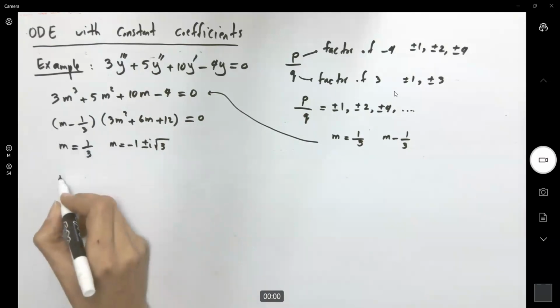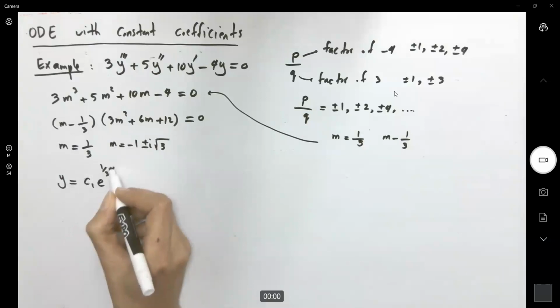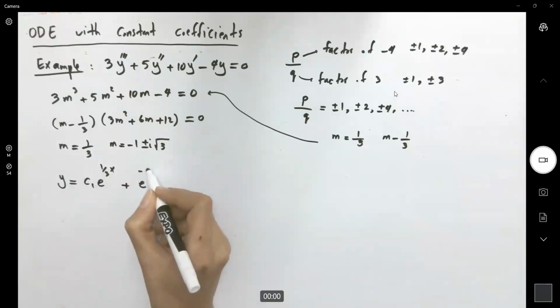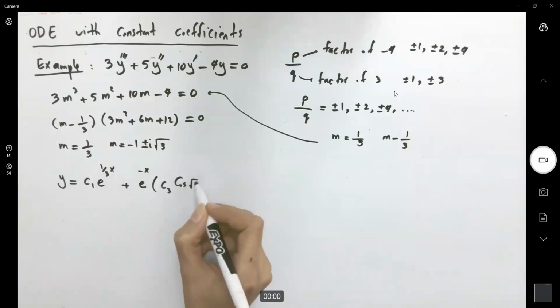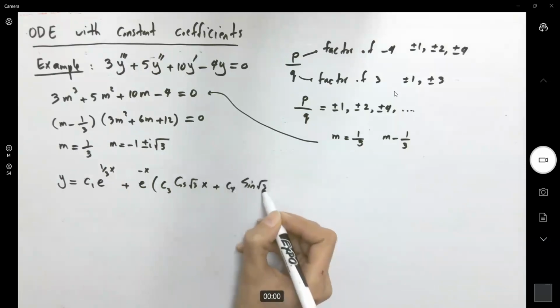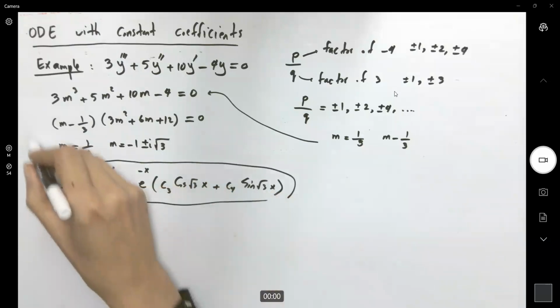Well, the general solution for this differential equation is C1 e to a third x plus e to negative 1x, parentheses, C3 cosine square root of 3x plus C4 sine square root of 3x. This is the general solution for this differential equation above.